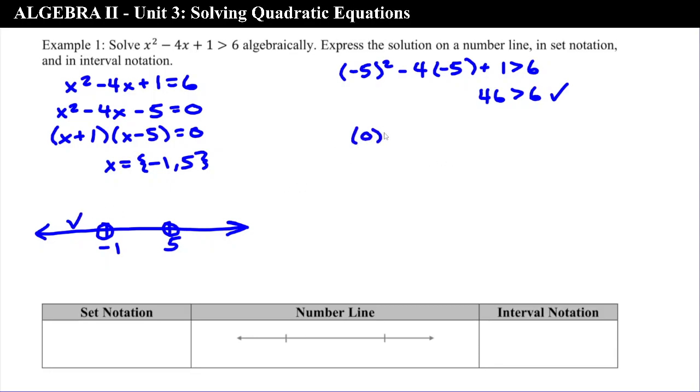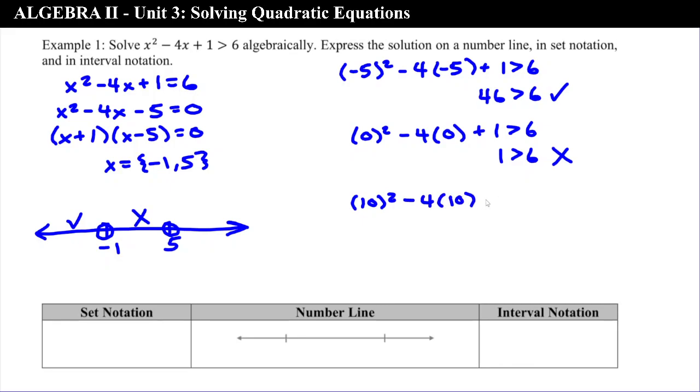The next number we're going to test is 0, because that's between negative 1 and 5. When you do that math, which is very simple, you get 1 is greater than 6. That's not true, so we're going to put an x there. And then finally, let's use 10, because that's greater than 5, and 10 is a fairly easy number to use. When you do this math, you end up with 61 is greater than 6, and that is a true statement, so that does get included.